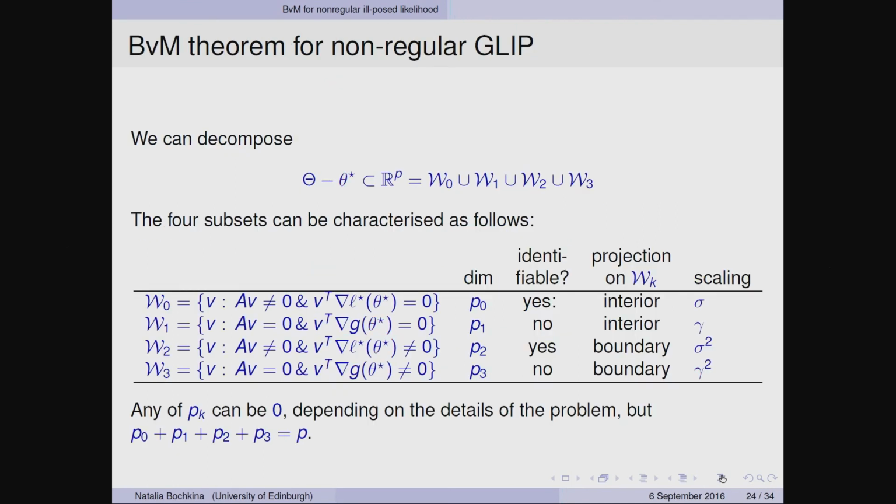Right, so in these cases, you see instead of just the two spaces we had before, AV being non-zero is the identifiable part of the parameter space, but we could also have the non-identifiable part. So that's W1 and W3. And then each of them divides by whether the gradient, effectively the leading term, is 0 or non-zero, right? And then we have the corresponding dimension. And for the scaling, we have sigma and gamma if the gradients are 0, and if they're non-zero, it's sigma squared and gamma squared.